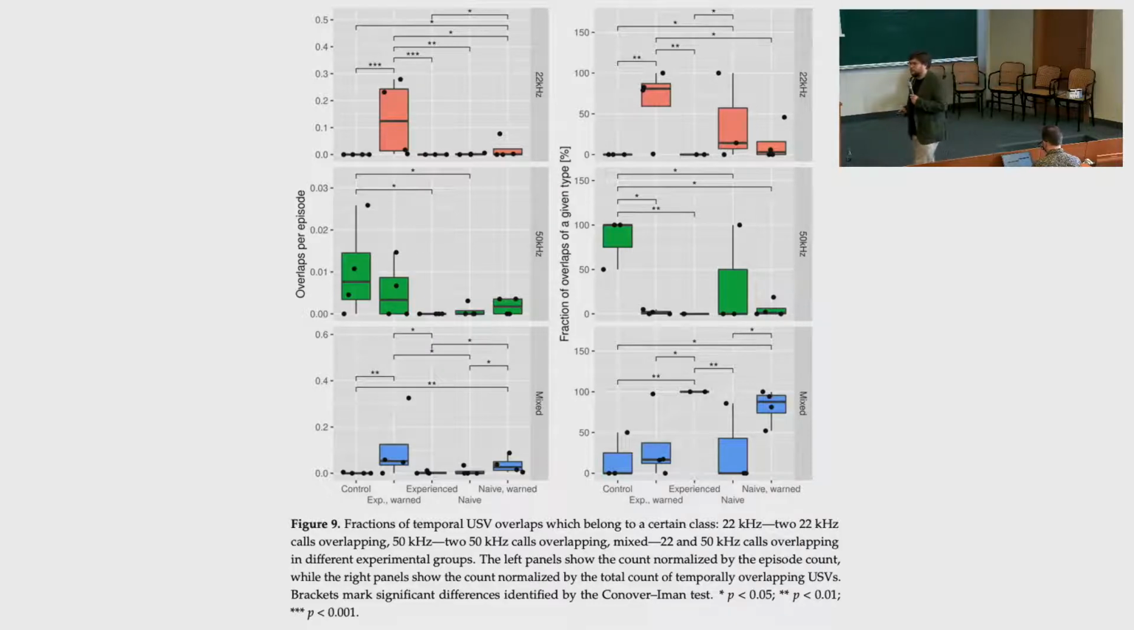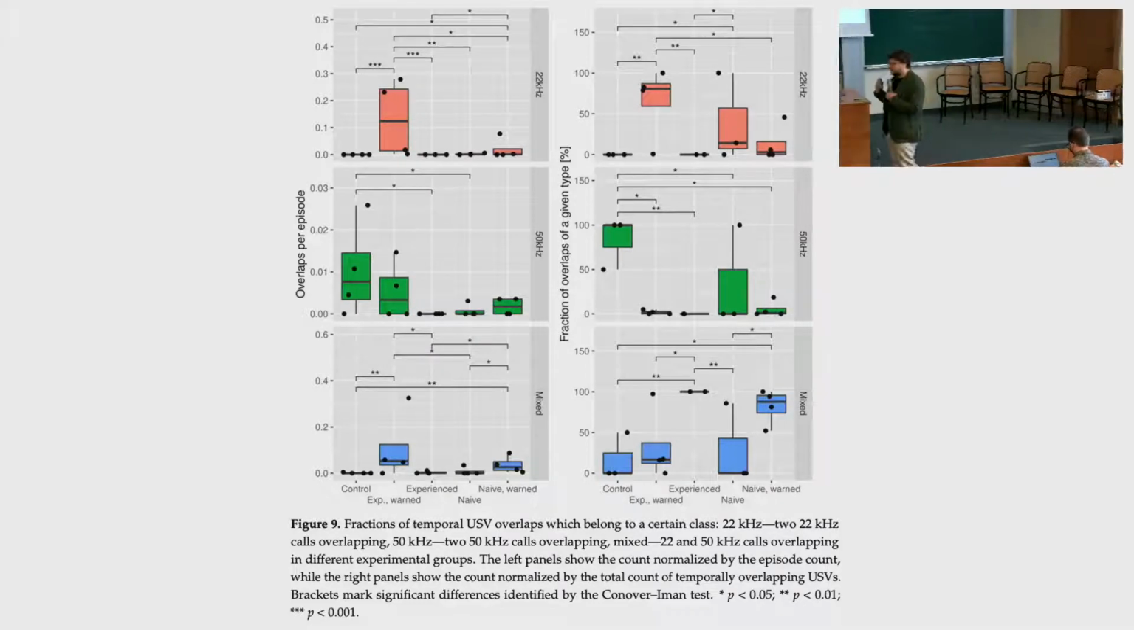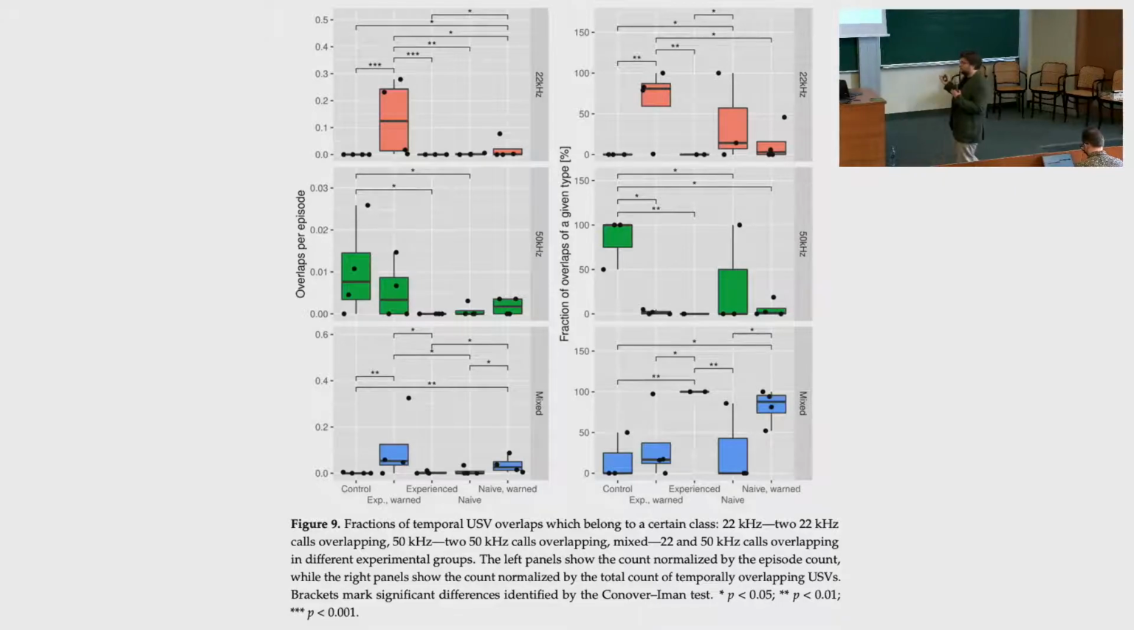So we check if the signals are emitted at the same time or not. We did the overlapping analysis, and here in the red, there is the fraction of the 22 kilohertz. In the green one, you've got the 50 kilohertz, and in the mix you've got 22 kilohertz plus 50 kilohertz at the same time.